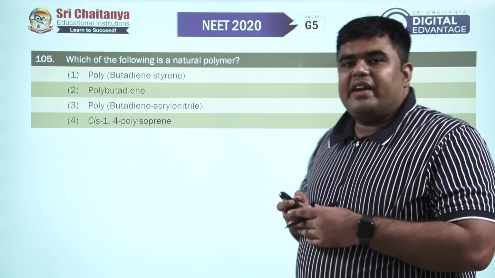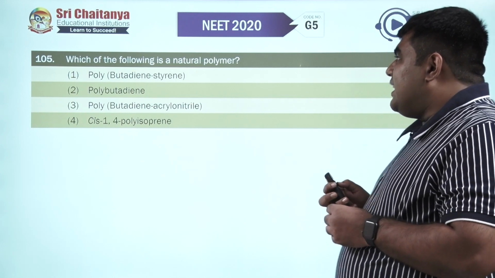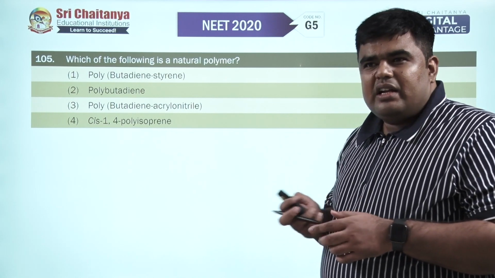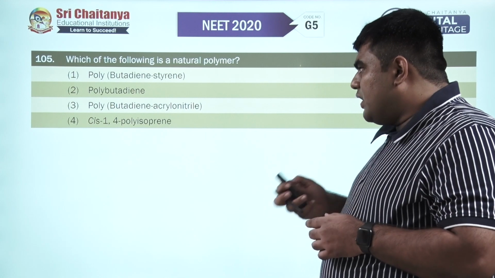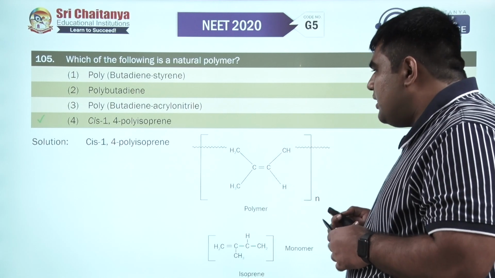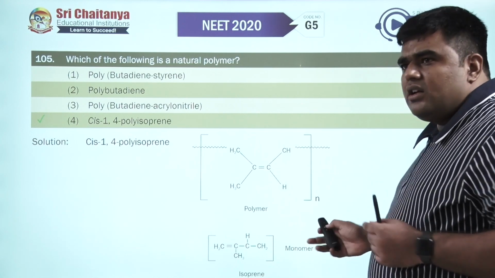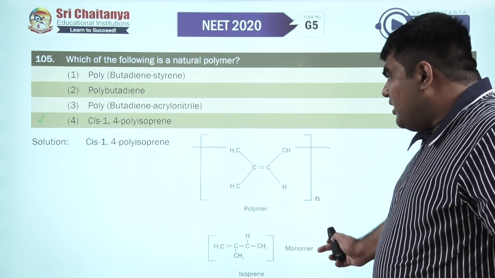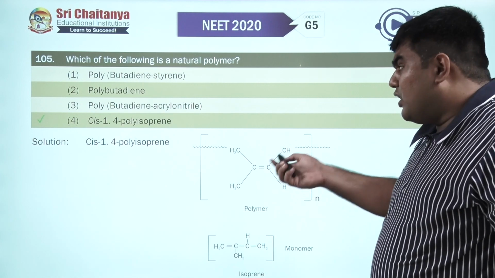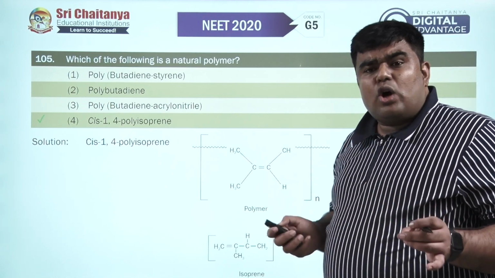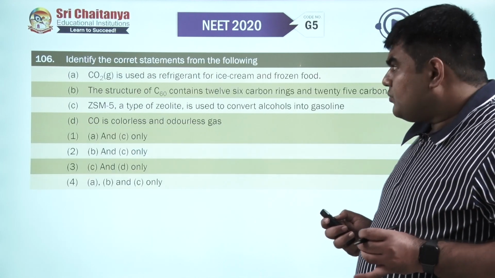Moving to 105. Which of the following is a natural polymer? Looking at the options, the fourth option is natural rubber, cis-1,4-polyisoprene. It is made up of isoprene. So isoprene is the monomer and the polymer is cis-1,4-polyisoprene. So for question number 105, the fourth option is the correct option.